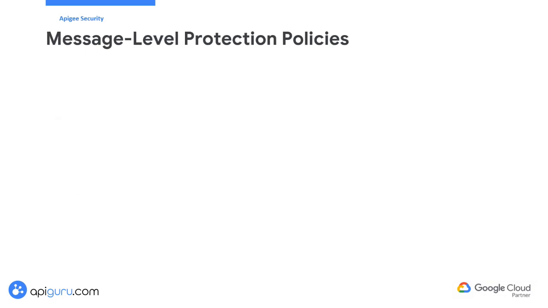Let's move on to the message level protection policies. They let you inspect and validate request payloads to help protect your backend from malicious attackers. The OAS validation policy ensures that incoming requests or response messages comply with an OpenAPI 3.0 specification in JSON or YAML format. We recommend using this policy for any RESTful API.